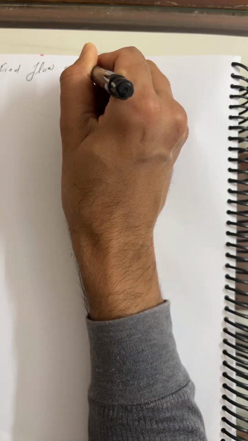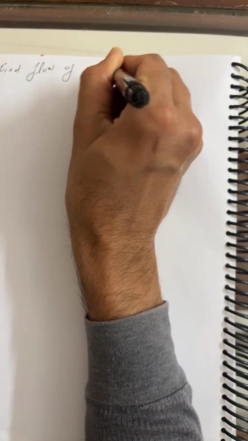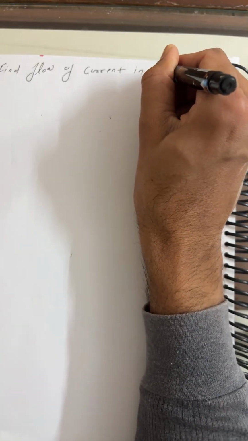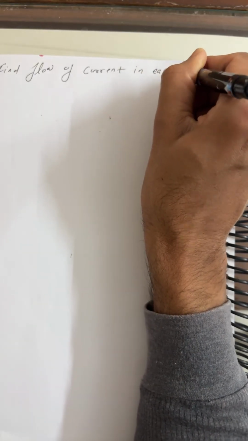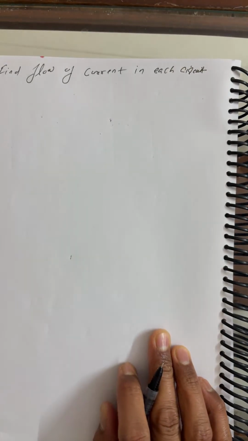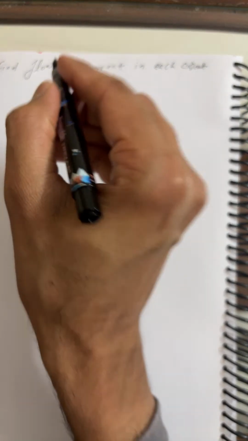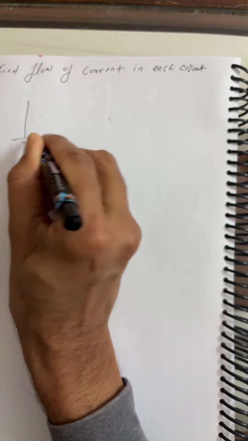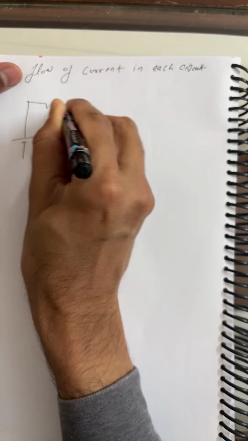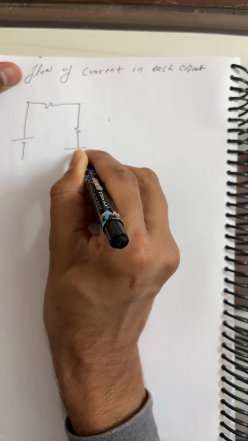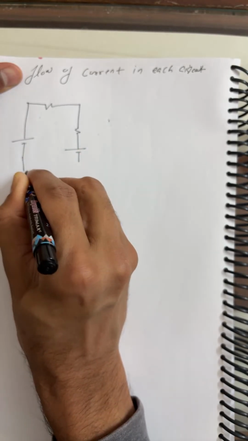Find flow of current in each circuit. Okay, fine. So I want to draw the diagram here. First I'll draw the diagram, then I'll take the data.